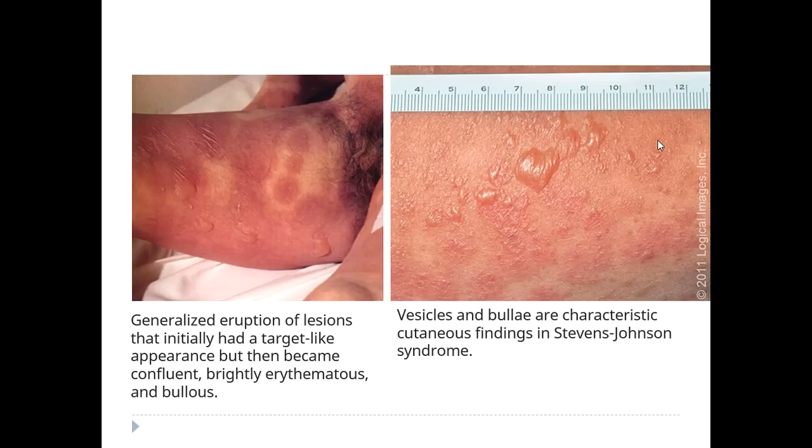So the important thing is that Stevens-Johnson starts with target lesions. You can see bullet-like lesions, target lesions. And then it becomes confluent, and gradually vesicles and bullae start developing. And according to the strength of involvement, you can label them Stevens-Johnson or TEN.